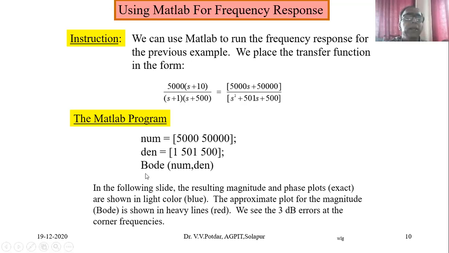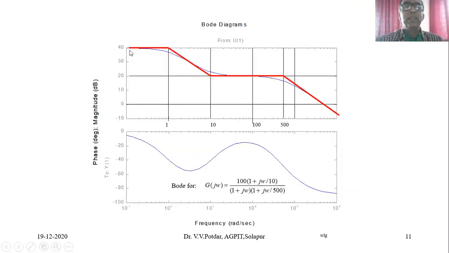And I simply use the command bode, in brackets numerator and denominator, num and den. Just execute this command and I'll get both the magnitude plot and the phase angle plot. The following are the resulting magnitude and phase plots. This is the magnitude plot, magnitude in decibels versus omega, logarithmic frequency. I'll get this directly. You can see two types of plots here. These are the approximate plots, right? The way we drew in the earlier example, isn't it?